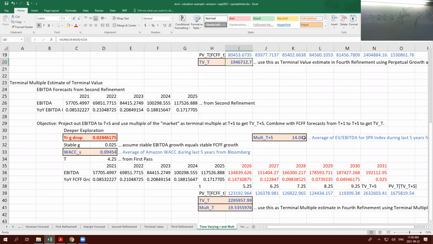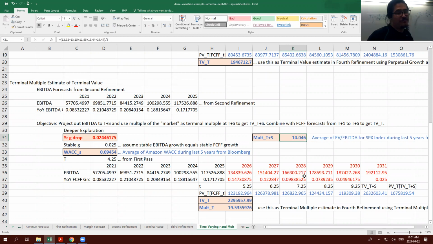For the terminal multiple, I actually don't need to use this long-term number, because I'm not getting the terminal value from a perpetuity. I'm getting it from a terminal multiple. But instead of using the terminal multiple of the S&P 500 right now, I'm using the average of that multiple over the last 5 years. So I'm averaging out the last 5 year number. That's where I get that.